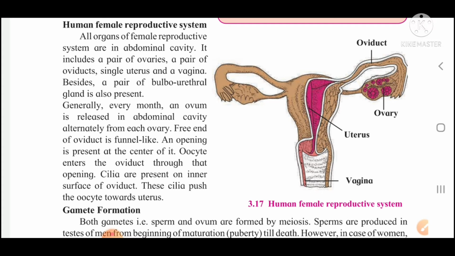All organs of the female reproductive system are in the abdominal cavity. Female के जितने भी reproductive organs होते हैं वो सब पेट में होते हैं. It includes a pair of ovaries. There is a pair of ovaries, you can see here. Here also there is an ovary, and here also there is an ovary. Therefore they are called ovaries. A pair of oviducts, यहाँ पर भी है, oviduct यहाँ पर भी है, दो जगह है. The uterus is single, and the vagina is also one.